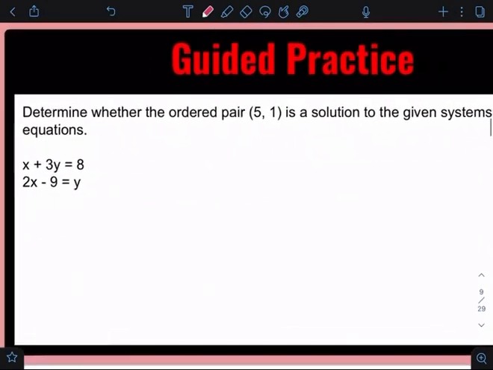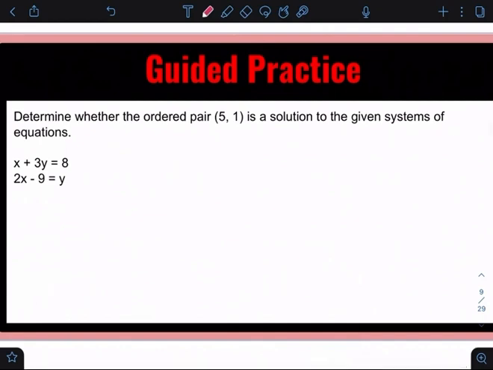All right. Now I want you guys to try this one. Determine whether the ordered pair 5, 1 is a solution to the given system of equations. So pause the video and try this one. So here x equals 5 and y equals 1. So let's try this. We would have, instead of x, we would put 5, plus 3, instead of y, we would put 1, maybe equals 8. Let's see.